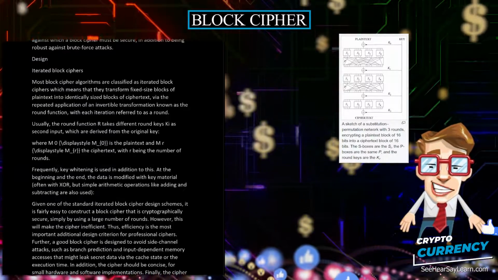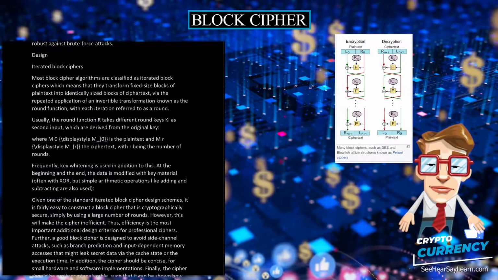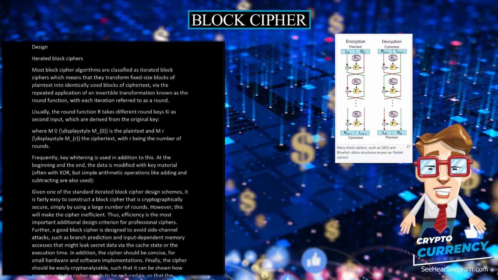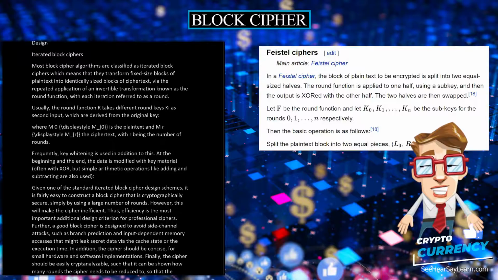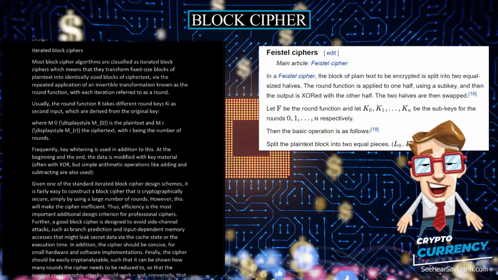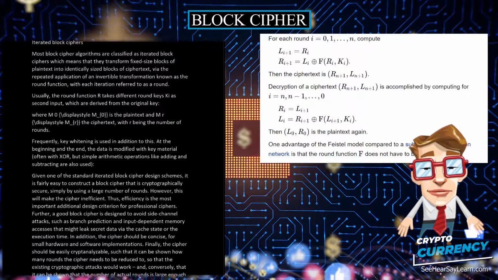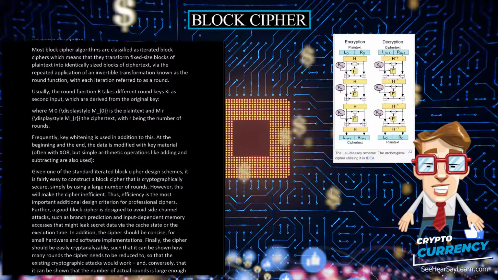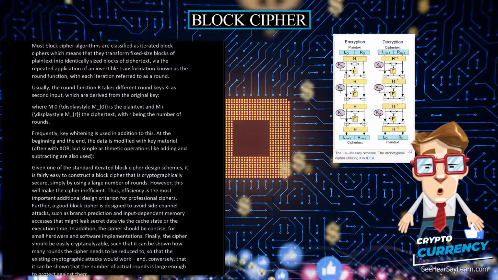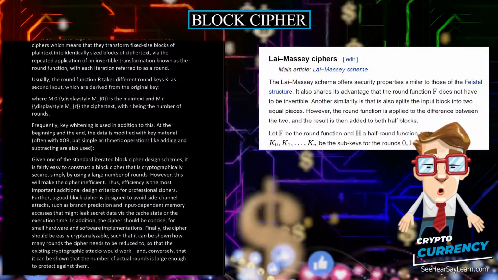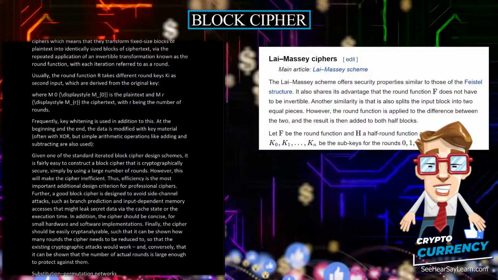Where M_0 is the plaintext and M_R the ciphertext, with R being the number of rounds. Frequently, key whitening is used in addition to this. At the beginning and the end, the data is modified with key material, often with XOR, but simple arithmetic operations like adding and subtracting are also used.